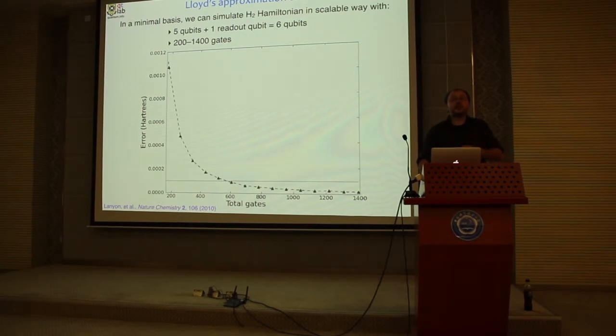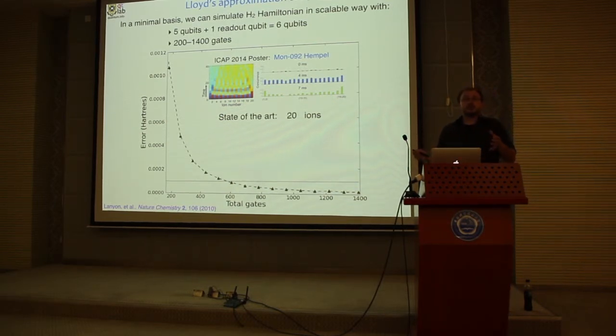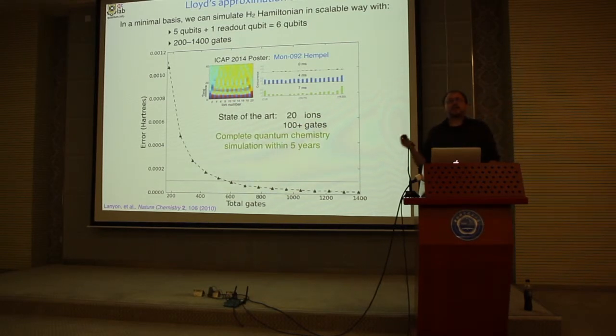Can we do that with photons? No. But moving along, if we look at the ions, this is a paper from ICAP last year. Cornelius Hempel from Rainer Blatt's group showed 20 entangled ions, controlled, measured, although you can't do tomography on 20 ions. Ions can do at least 100 plus gates within the coherence time. So my guess is if it's of interest to people, we'll see complete quantum chemistry simulation within 5 years. That's ions. This is a photon workshop, so what's going on?